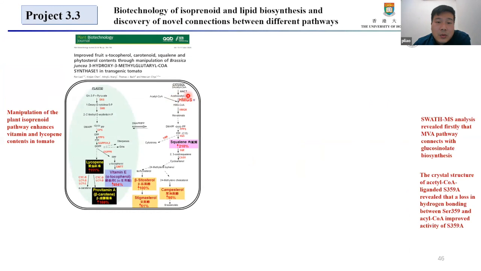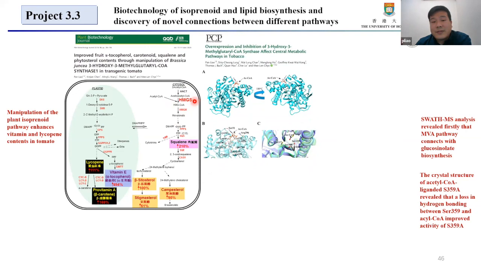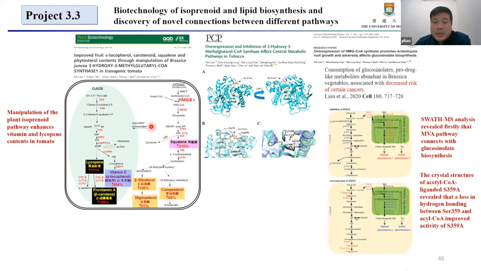For example, we tried to overexpress a gene, HMGS, but we did not overexpress the native HMGS. We actually used a mutated version, with a single mutation, S359A, which shows tenfold higher enzyme activity in vitro. When we overexpress that mutant S359A, we could increase the production of squalene, as well as three of the phytosterols downstream of the MVA pathway. Besides this, we can also increase the lycopene, vitamin E, and provitamin E.